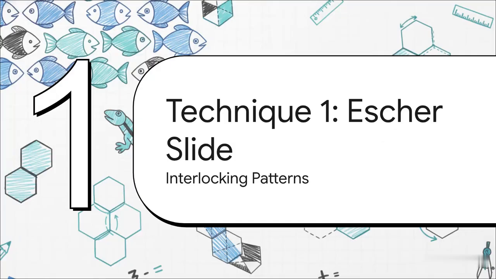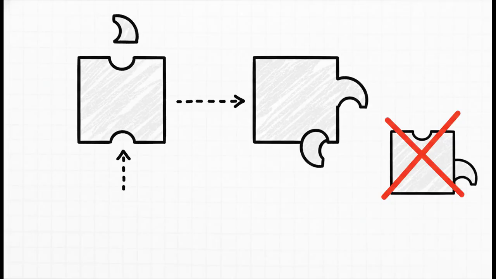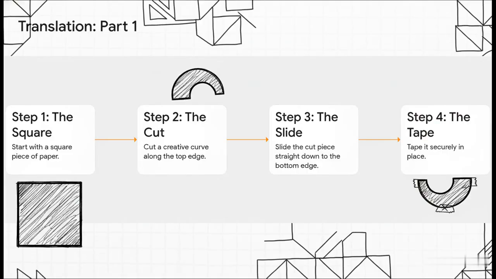All right, let's get to our first hands-on technique. This is the classic, made famous by the master himself, M.C. Escher. And it's all about one simple, elegant move: the slide. This is it, the one rule you cannot forget for this method. It's not about moving a piece just anywhere. It has to go to the exact opposite side. What you cut from the top goes to the bottom. What you cut from the left goes to the right. Simple as that.